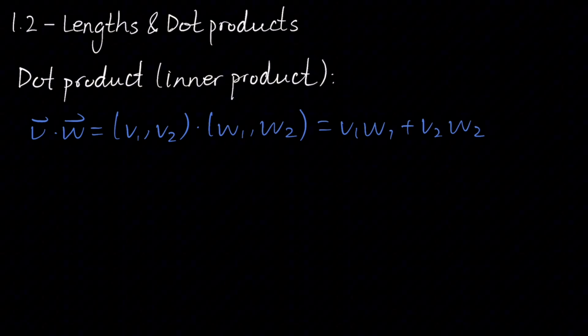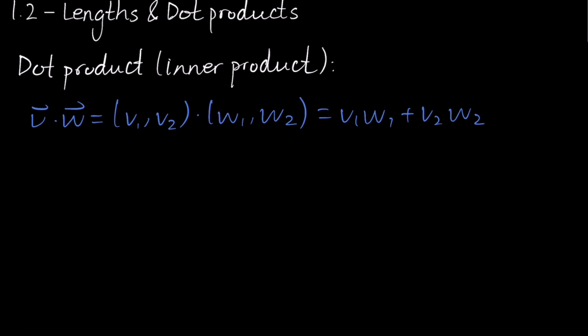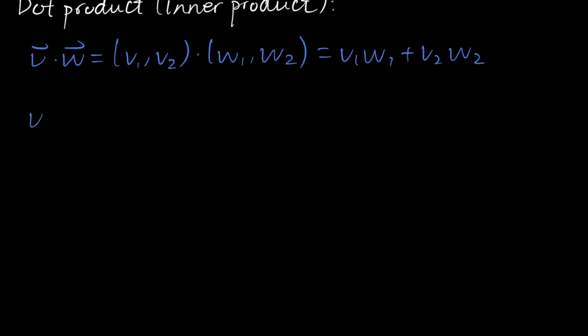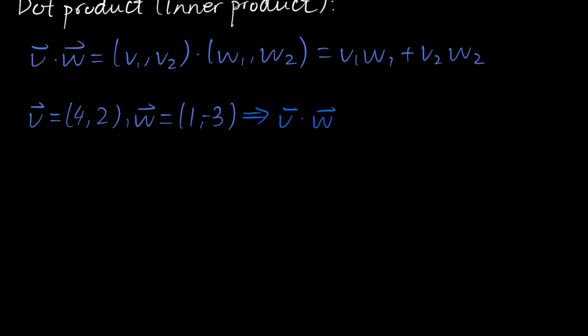So it's the sum of the multiplication of components. For example, if we have the vector v equal to (4, 2) and w equal to (1, -3) to spice it up a little bit, then v dotted with w is equal to 4 times 1 plus 2 times negative 3. That's equal to 4 minus 6, which is equal to negative 2. So that's all you have to do to compute the dot product. Very simple.